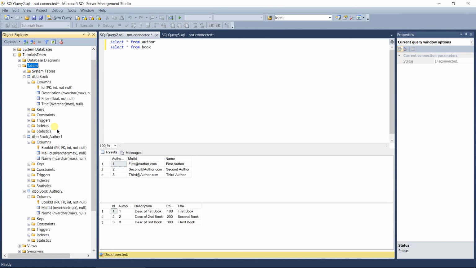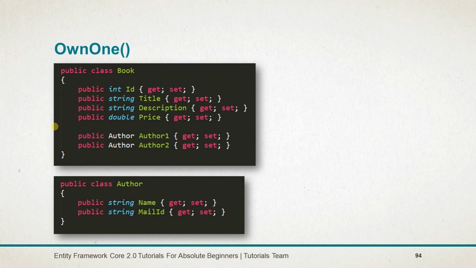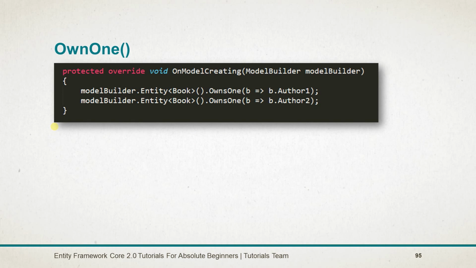Let's see what we learned in this session. The OwnOne property allows us to use different models for the same table. Here we made some changes in our classes. From both of the classes, we removed the author ID, and in the case of the author, we also removed the navigation property, and in the book, we added two author details, so we created two navigational properties. In the OnModelCreating method, we need to write the OwnOne method and pass a lambda expression within it. Thanks for watching.